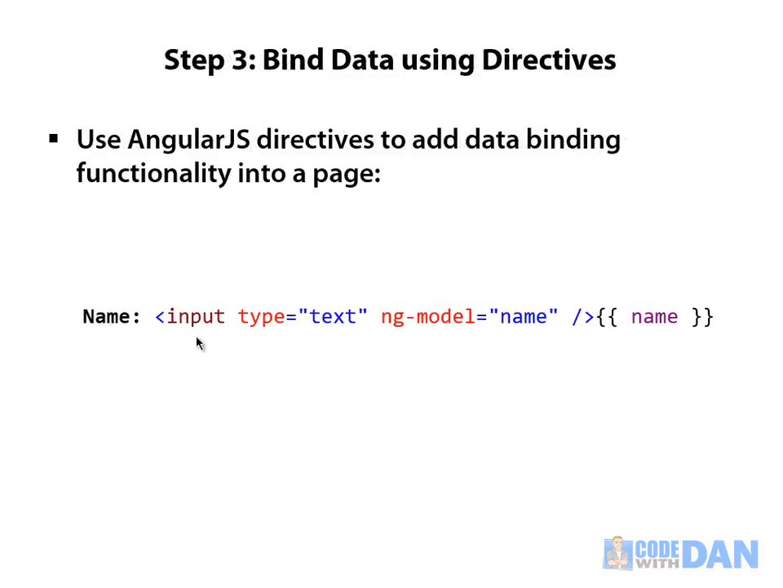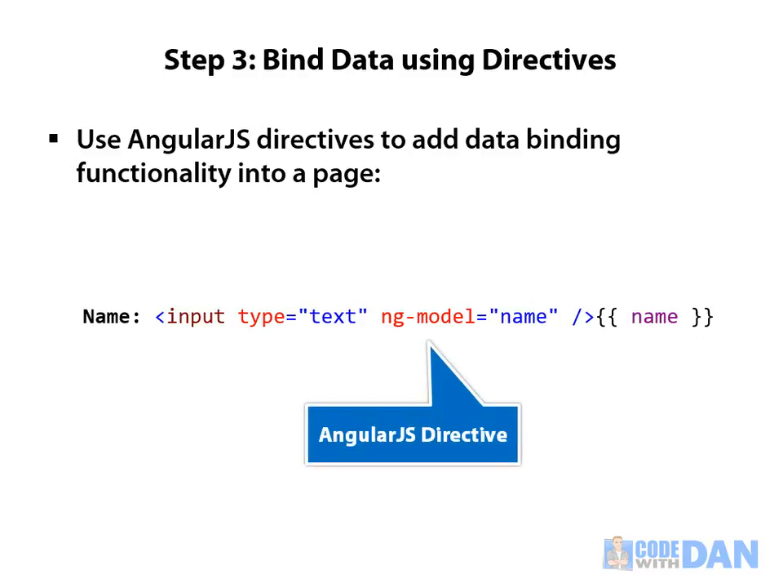Now, by doing that, you can do things like data binding. So here's an example of an input. We're going to allow the user to type in their name. And as they type, we're going to capture what they typed in a special little behind-the-scenes property in a model object. And a model object is just an object that holds data. And we're going to call that property name. This ng-model is a directive.